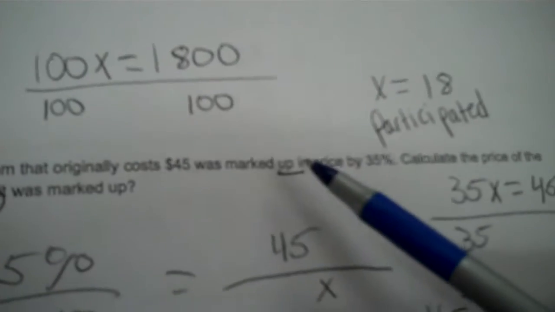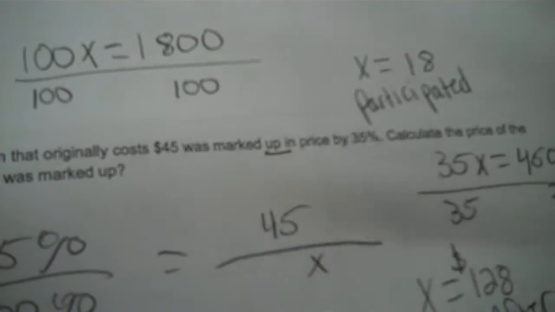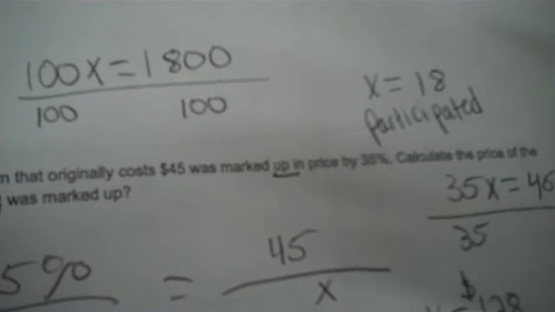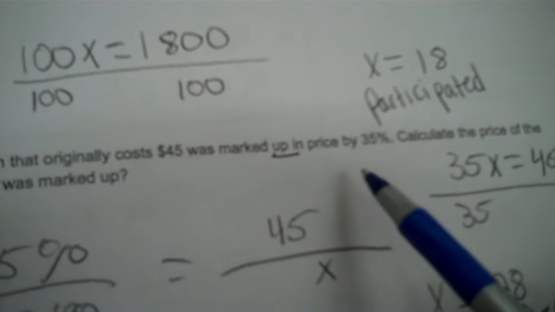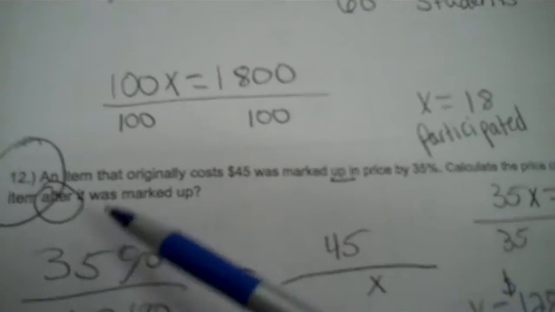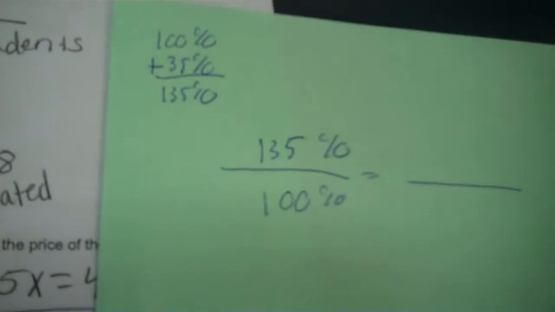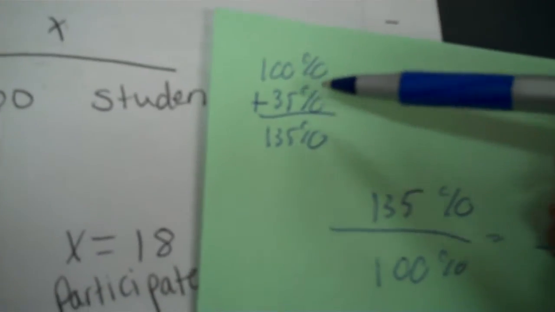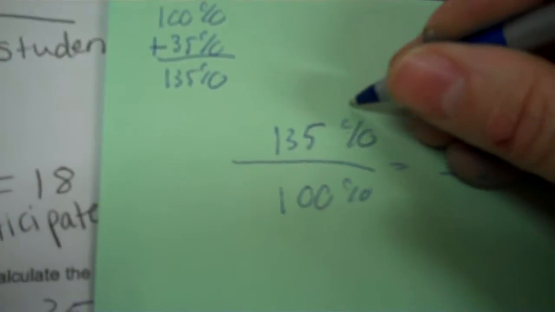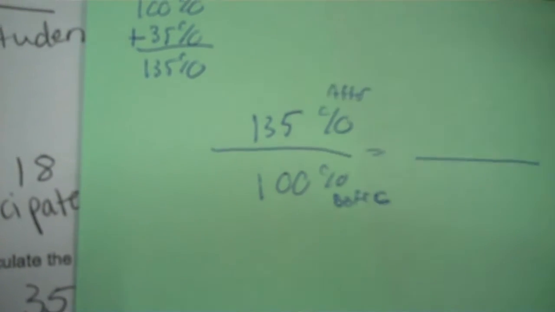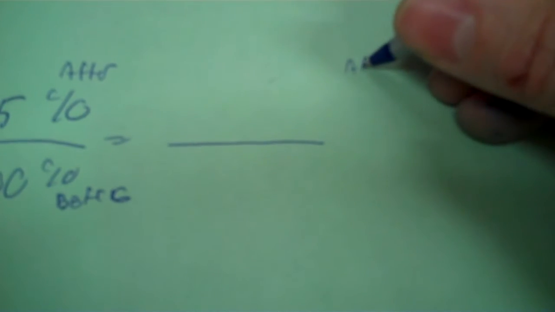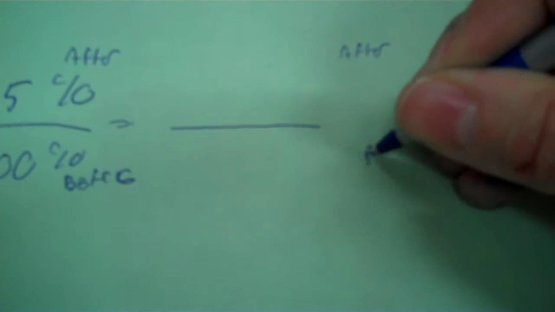So whenever I have a word underlined that insinuates like you would add it or subtract it, if it would say down or off or decrease or something like that, make sure you add that to 100 or you minus it from 100. But you don't want to just use the percent given. And then when I have to add or subtract the percent from 100, it becomes an after over before. 100 is always before. Okay, so after and before.